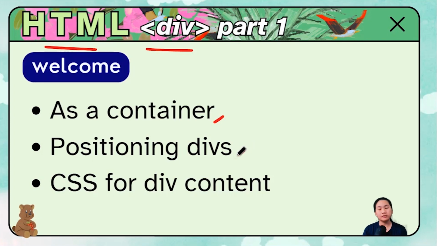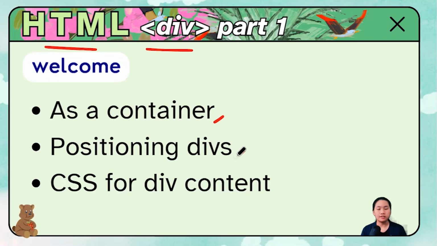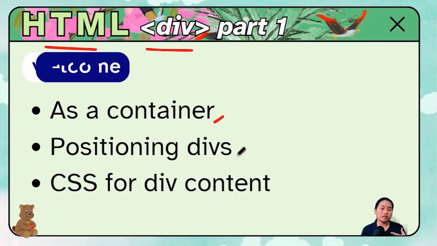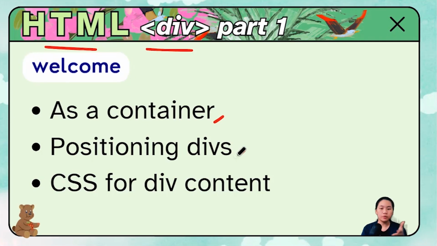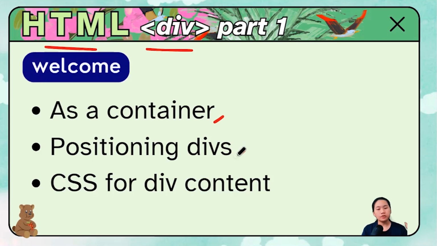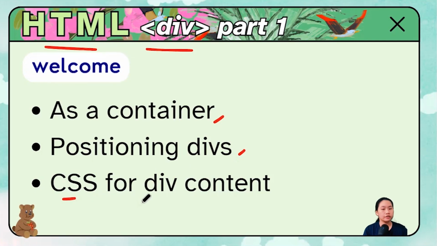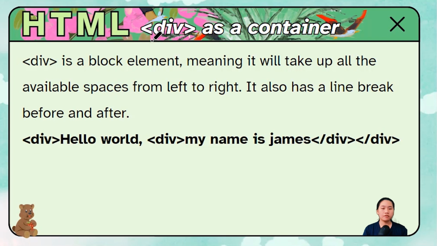Because very often in practice, the division tag is used as a container for other tags. So it's very much like a blank canvas where you just put whatever you want in it, and it's very often used that way. We'll also be looking at the different CSS that are often used for div and its content as well. So first off, div as a container.